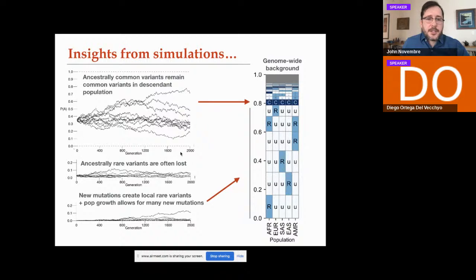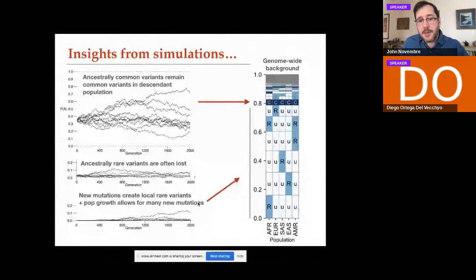So this is looking at 2,000 generations in a simulation, and that's about the time scale of the dispersal of humans across the globe. Variants that were common at the beginning of this time period in any independent daughter replicates would still be common today. Variants that are rare tend to be lost, and new mutations that arise since this common ancestry in Africa will tend to be still rare over 2,000 generations. There's very little time. 2,000 generations is too short for any of these new mutations to become common.